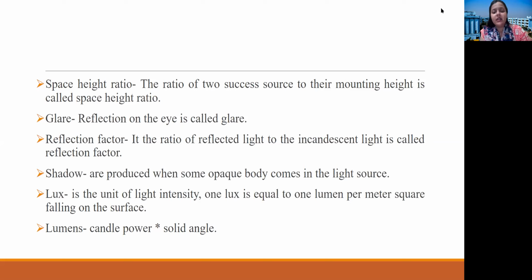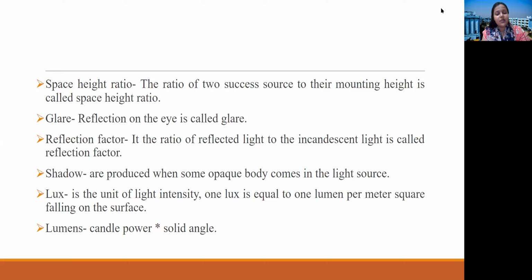Reflection factor is the ratio of reflected light to the incident light. Similarly, shadows are produced when some opaque body comes in the path of the light source. Whenever a physical thing comes in the path of the light source, that is a shadow.